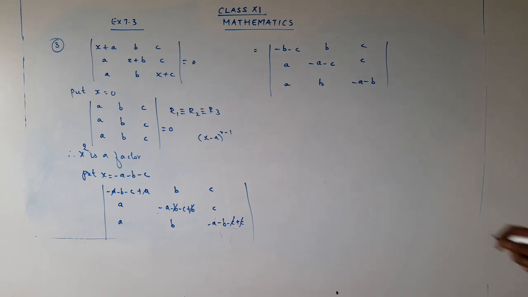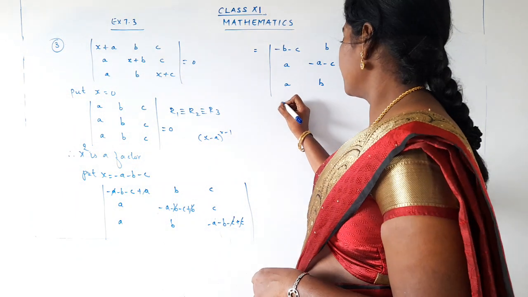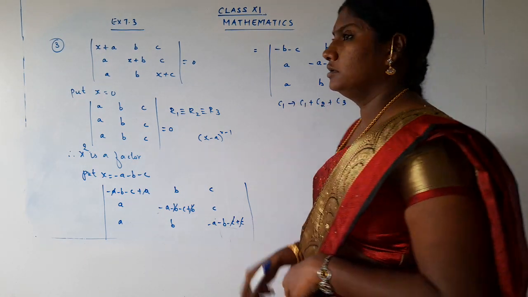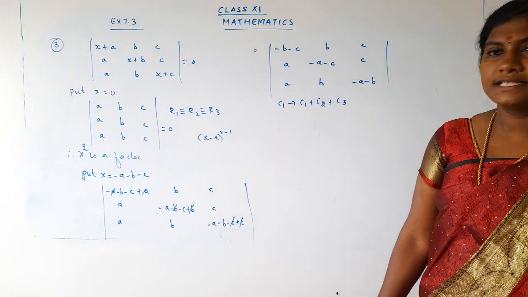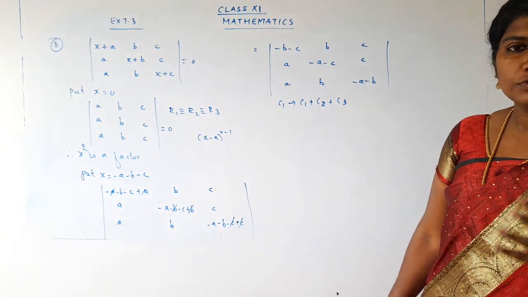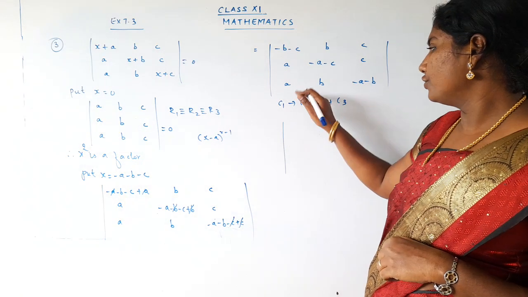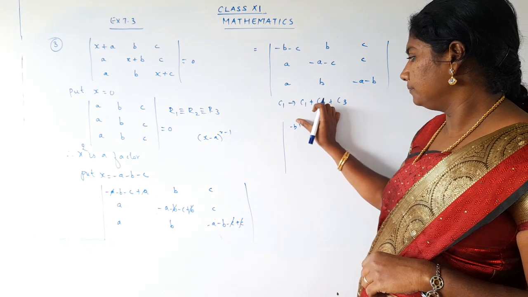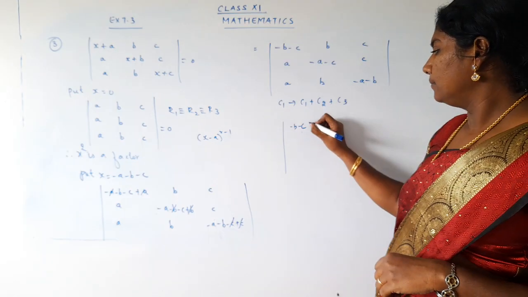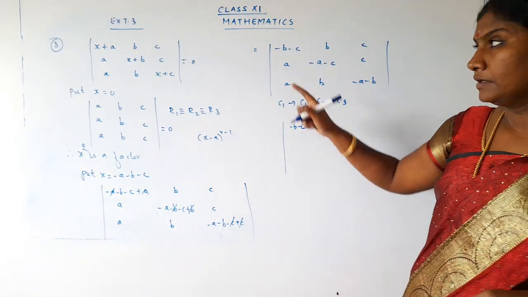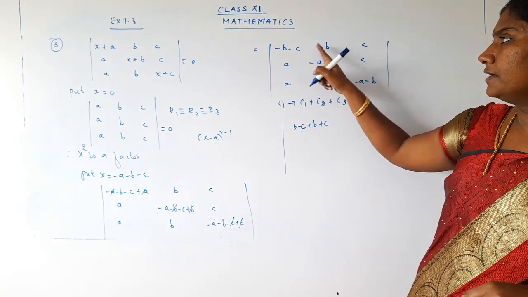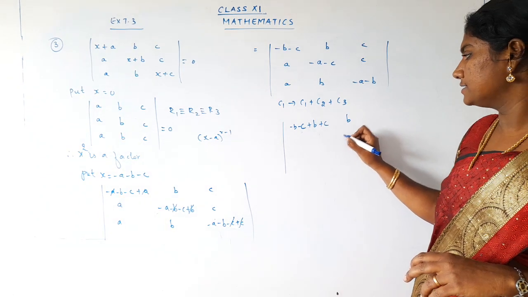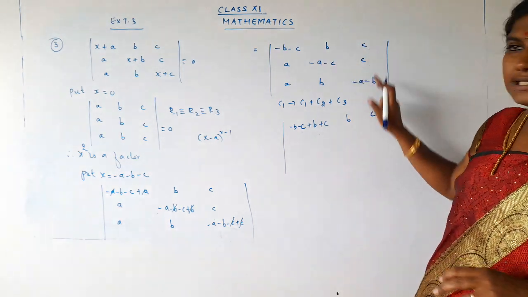So now what I am going to do is change the first column. I am going to write down here column 1 is going to change to column 1 plus column 2 plus column 3. So I am just going to add all to the first column. So I get minus B minus C plus B plus C. Then here it is as it is, here no changes. Minus B, this is B as it is, this is C as it is.